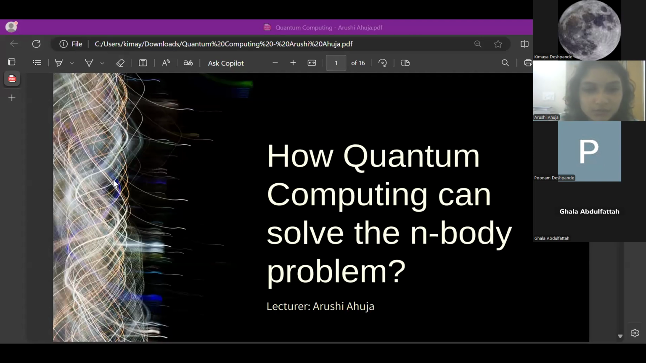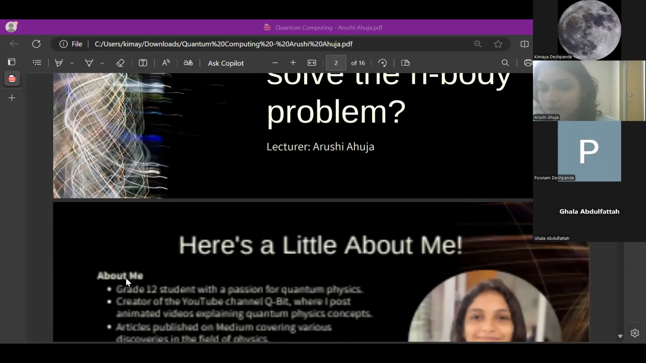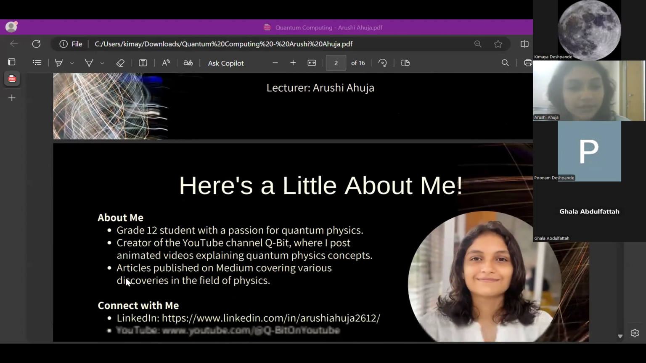Great. So today's topic is how quantum computing can solve the n-body problem. I'm basically going to go through the table of contents right now. What are we going to discuss in the presentation today?